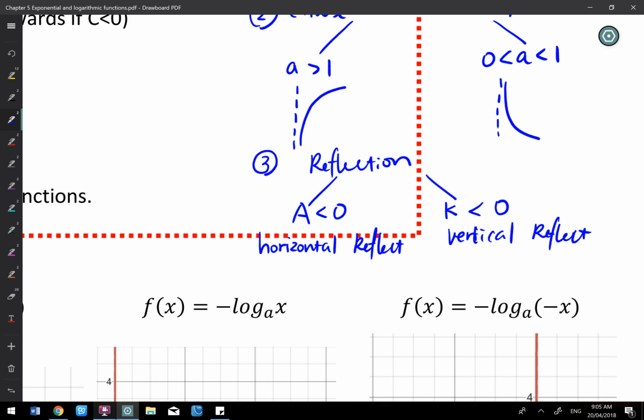Okay, for exponential, do we definitely have an x-intercept or a y-intercept? For exponential, will we definitely have the x-axis or the y-axis? Sorry, x-intercept or y-intercept? Which one? How about intercepts? Which intercept will we definitely have, x or y? For exponential.